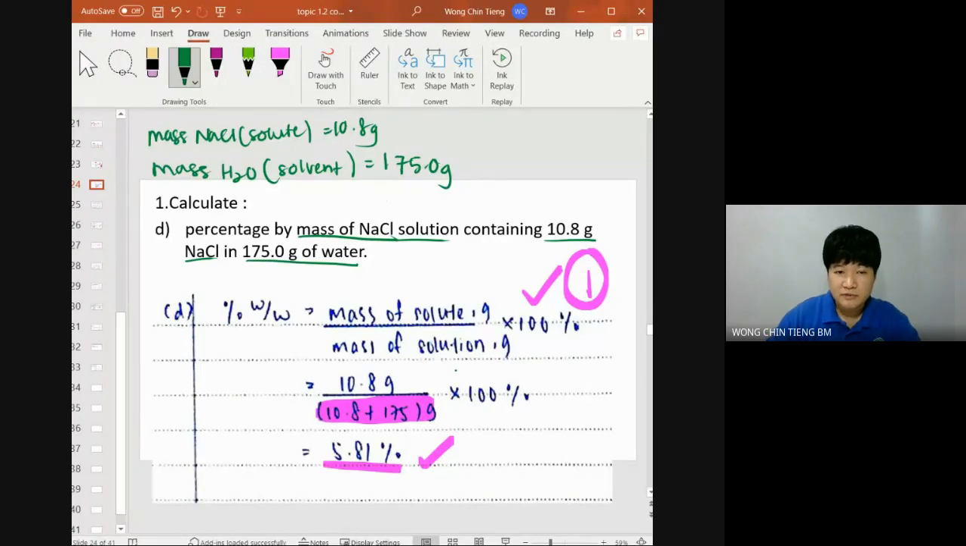Jawapan betul, formula betul, jawapan betul, tapi saya tak nak bagi satu markah because mass of solution tak clear. I want your mass of solution to be clearly observed. Your mass of solution formula adalah apa? Equals to mass of what plus mass of what? Why are you having 10.8 plus 175? Datang dari mana pakcik ni?